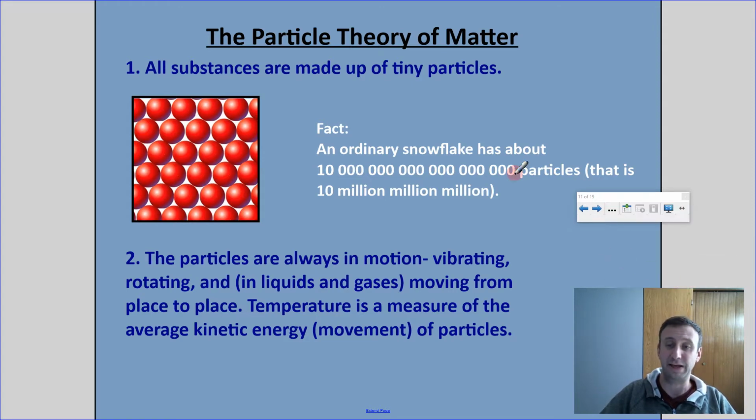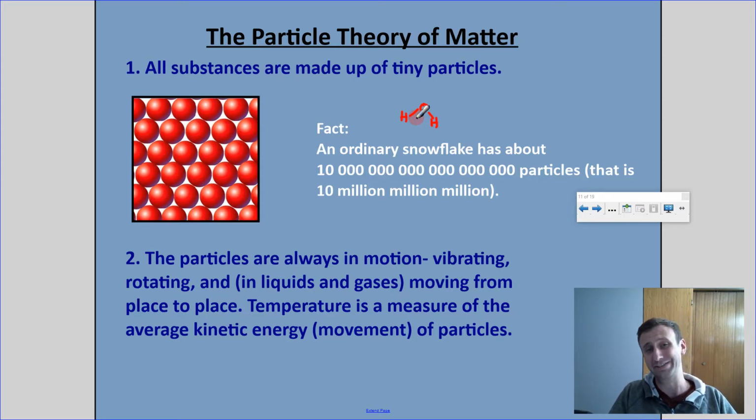For example, if I take a look at water, when I look at the tiny, tiny particles, it's made up of H2O. So I have two hydrogen atoms bonded to an oxygen atom, and that's what water is made out of, a bunch of these H2O particles.